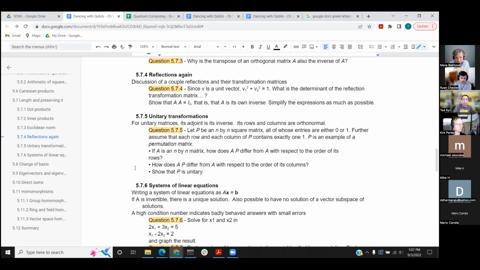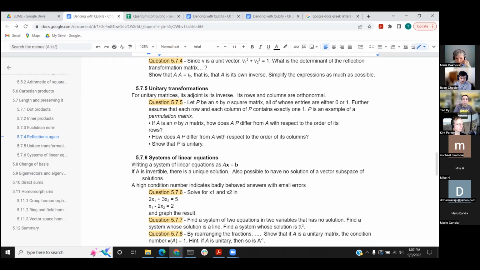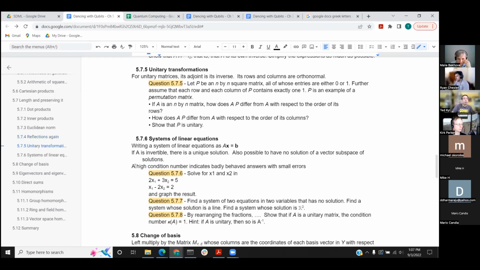All right, any other comment on unitary matrices? Okay, systems of linear equations.